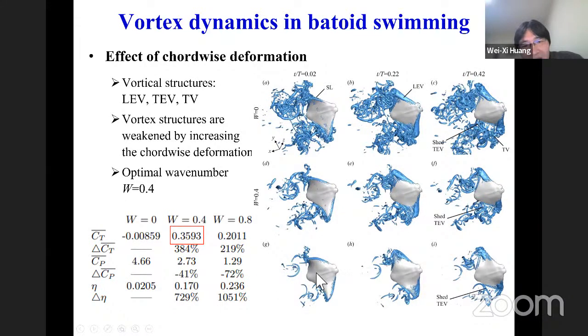So this is the 0.8 case. Okay, and from the thrust, we can see the optimal one is the middle one. When the wave number is too large or too small, they are not good for the propulsion. So we can see it also has some kind of optimal wave number.